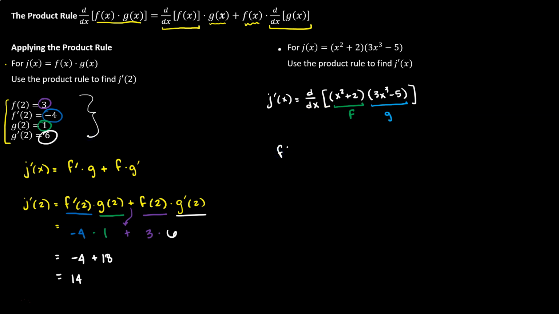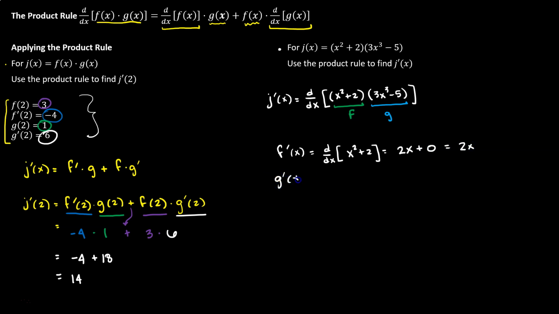So we know we need f prime, which is just the derivative of that first factor, x squared plus 2. And we can use our shortcut rules here. The derivative of x squared is 2x. The derivative of 2 is 0. So f prime is simply 2x.